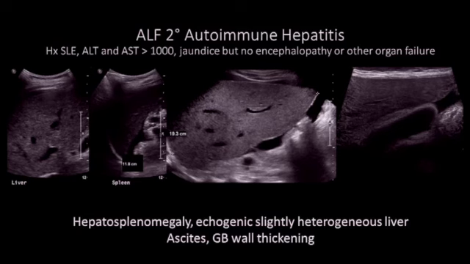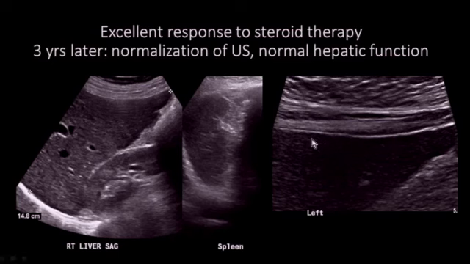This liver was large, as you can see. It was a little bit echogenic, but quite homogeneous and a smooth contour. There was ascites, the gallbladder was small, and the wall was thick. This patient, fortunately, had an excellent response to steroid therapy, which is the treatment for autoimmune hepatitis, and improved, did not need a liver transplant.